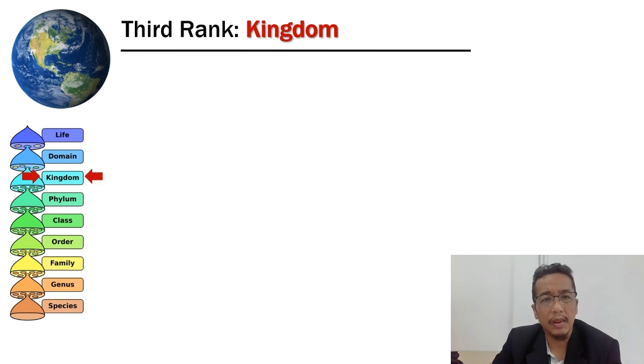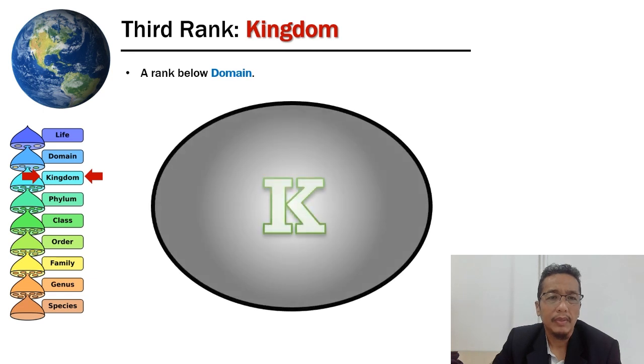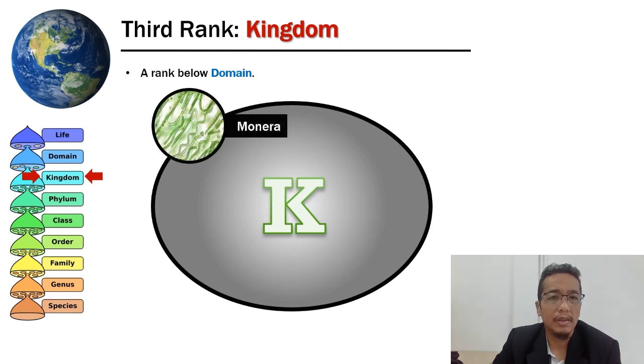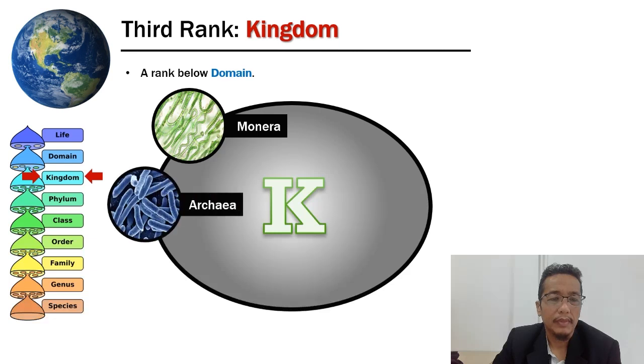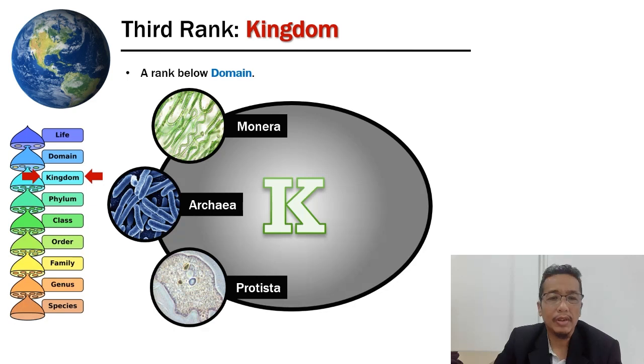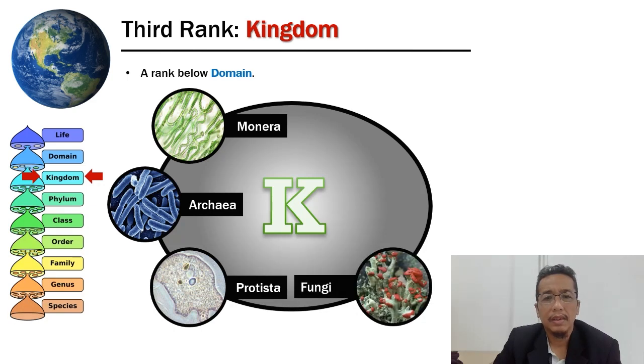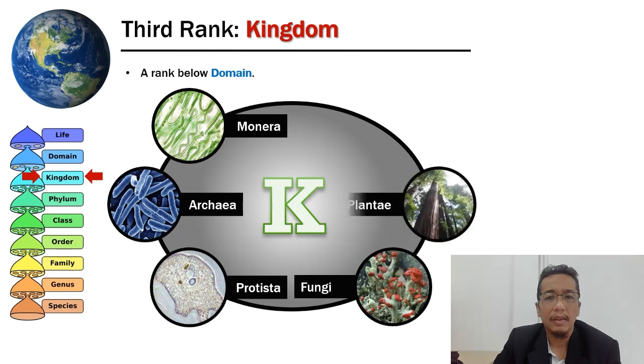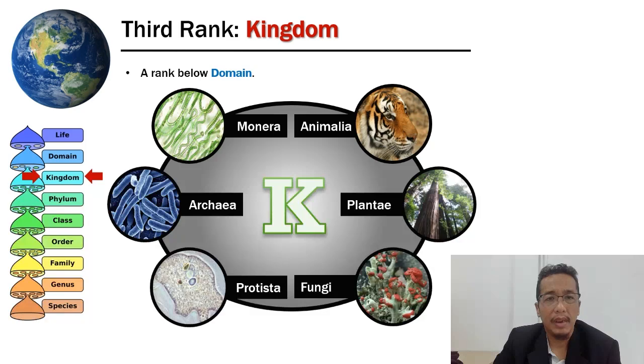We go further to the third rank. The third rank in biological classification is kingdom. Kingdom is a rank below domain. There are six kingdoms according to biological classification. The first kingdom is kingdom Monera, then kingdom Archaea, kingdom Protista, kingdom Fungi, kingdom Plantae, and kingdom Animalia.